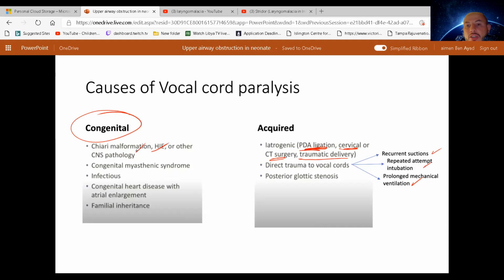We are talking about any CNS cause that might interfere with the vagus nerve. Causes include myasthenia gravis, infection, and familial or inherited forms. But just remember it's mainly acquired.